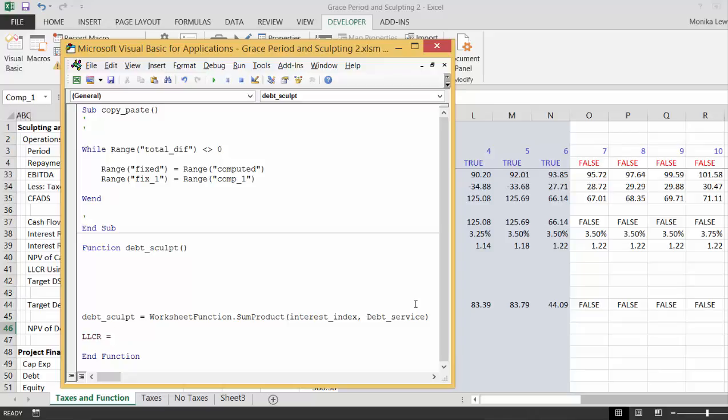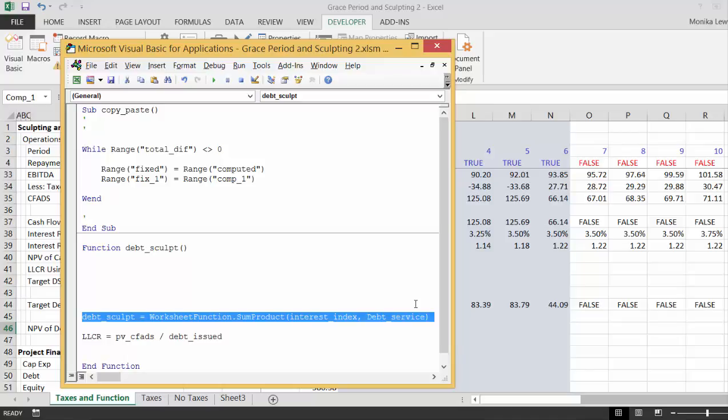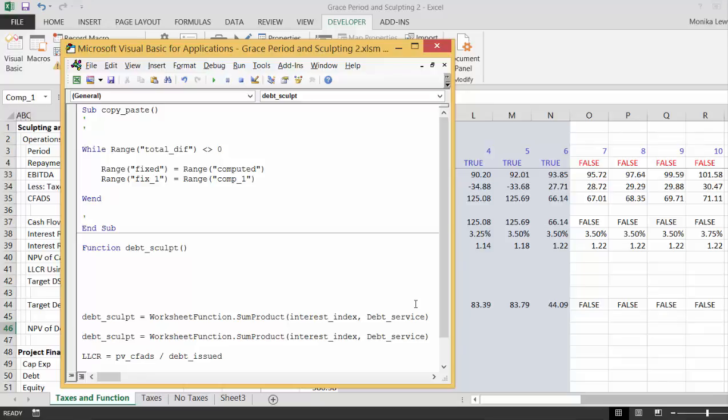Okay, so for the LLCR, this will just be the LLCR when you have fixed debt. So this will be the PV of CFADS divided by the debt issue. Now, when we do this, PV of CFADS is the interest rate index, and this time instead of the service we put CFADS.